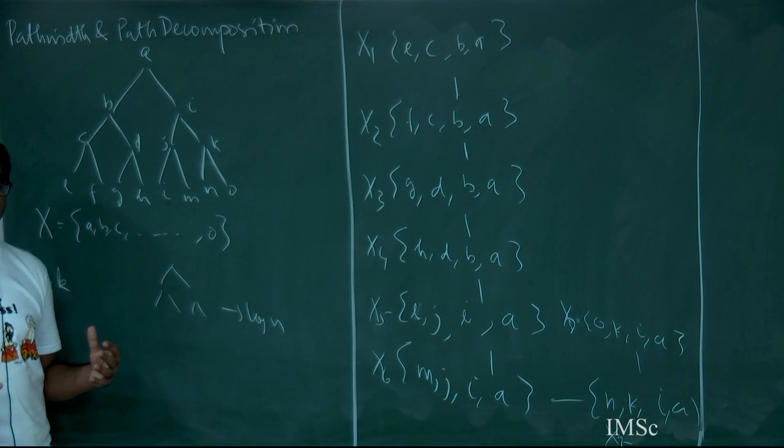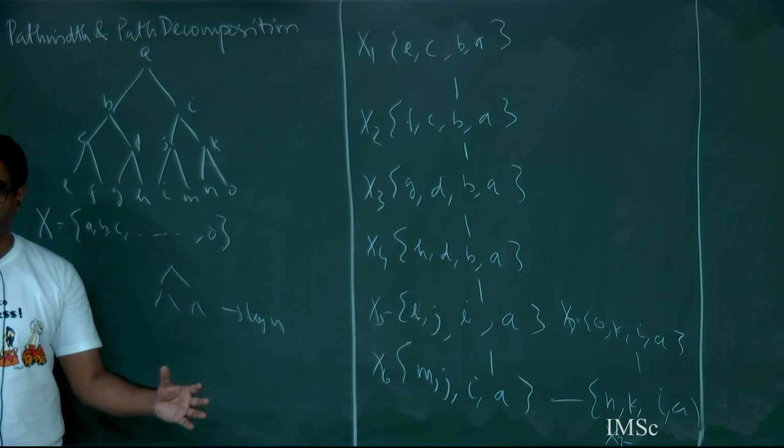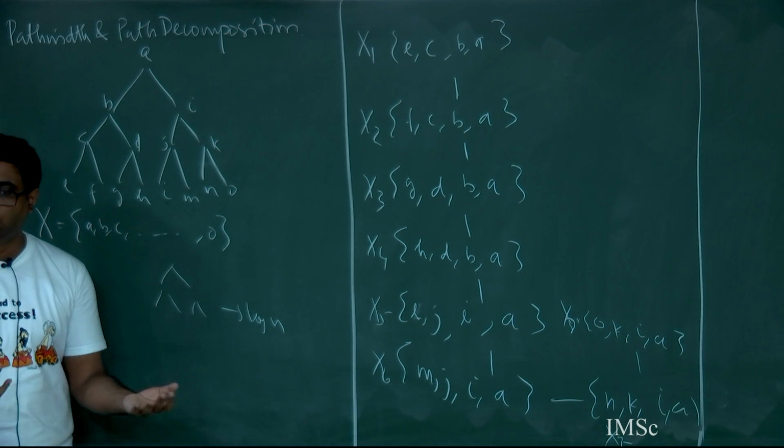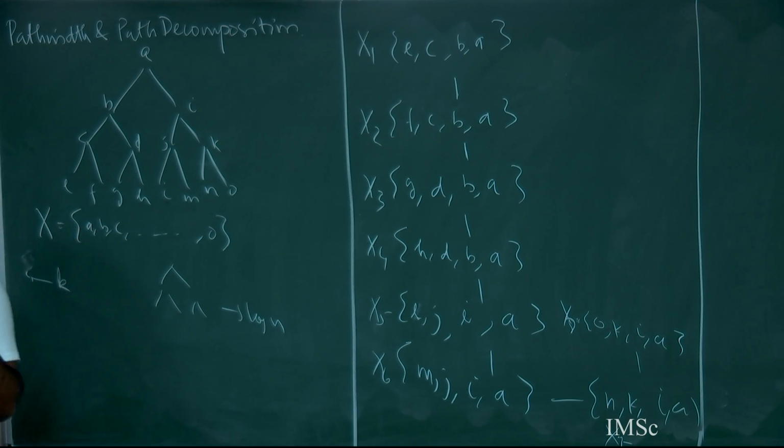You can always convert a tree decomposition of width w into a path decomposition of width w times log n. And how do you do it? Given a tree decomposition of width w, you can always make it a tree decomposition of width order w such that the depth of the tree will be order log n, and then you just do the same thing. But we'll get to those things.